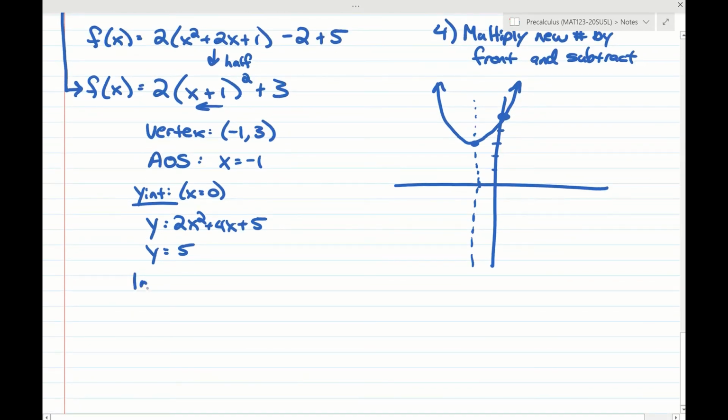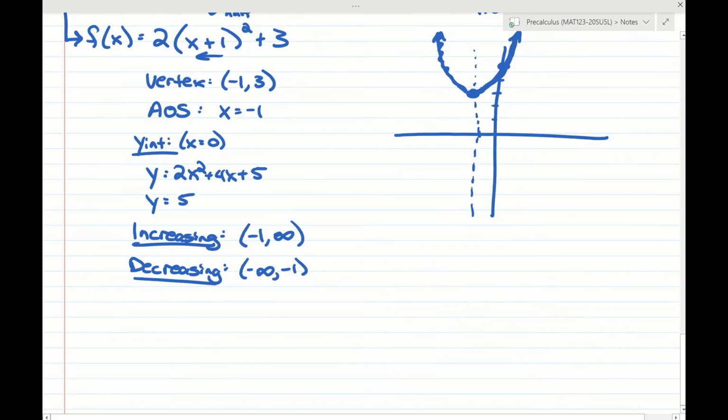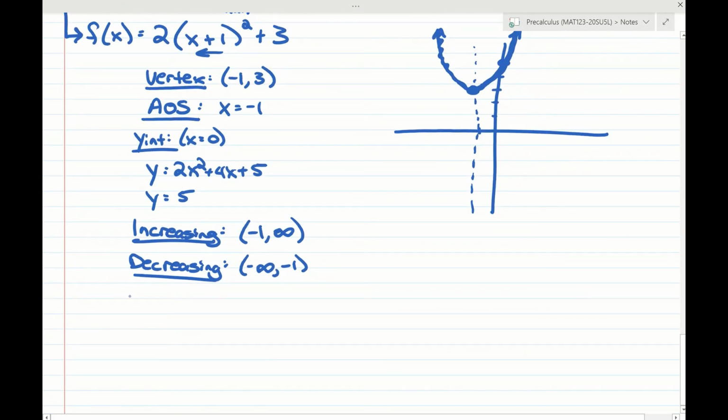Now the interval where it's increasing looks like it would start at -1 and then go up until infinity. And it's decreasing from -infinity to -1. What I wanted to do to finish is just find the x-intercepts also. You could see they have to be imaginary because it doesn't cross the x-axis.